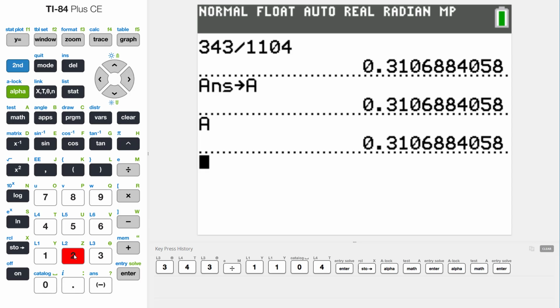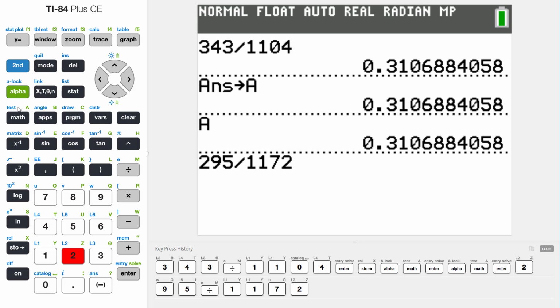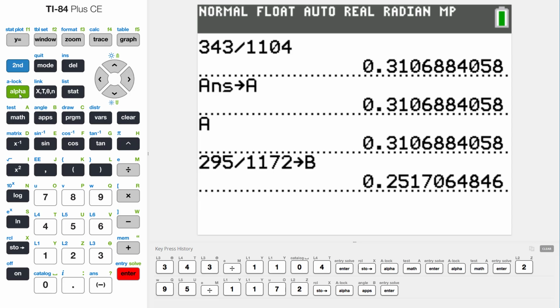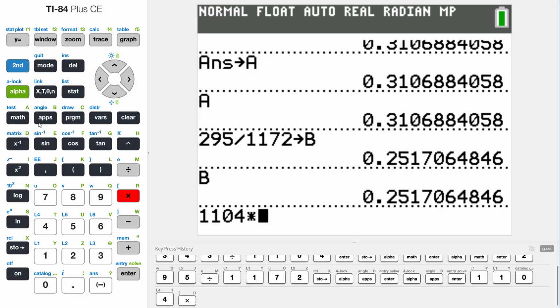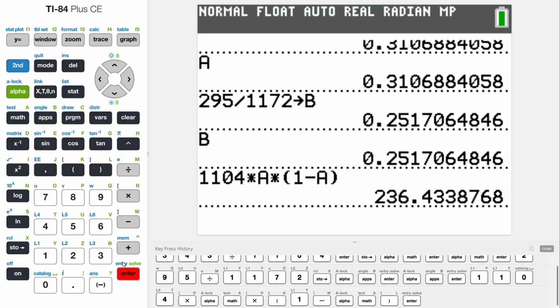So for the women, it was 295 over 1172. I'm just going to put it right in alpha B. And so it's there, and as you can see, I have the decimal value that I need. Okay, so checking normality. For the men, we want to take the sample size times the sample proportion times 1 minus the sample proportion. So we would take 1104 times A times 1 minus A. In that way, we get our answer to full precision with minimal typing. There's the value. I would write that down.